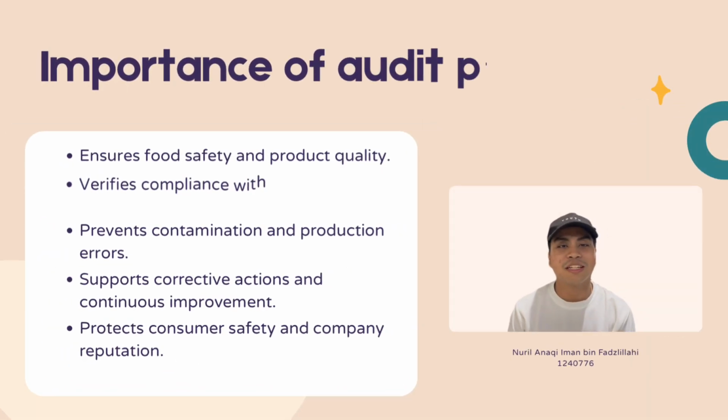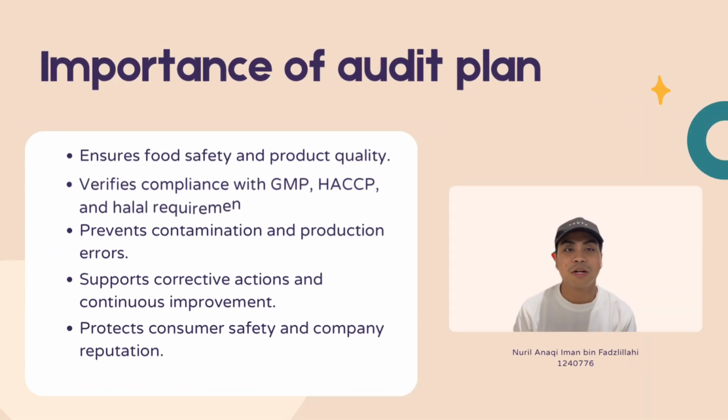An audit plan is important in the production of food because it helps ensure that every stage of the process follows food safety, quality, and halal requirements. Through a proper audit plan, we can identify non-conformities such as poor hygiene, equipment issues, or incorrect processing conditions before they affect the final product. Also, this helps maintain consistent product quality, ensure regulatory compliance, and protect consumer safety.